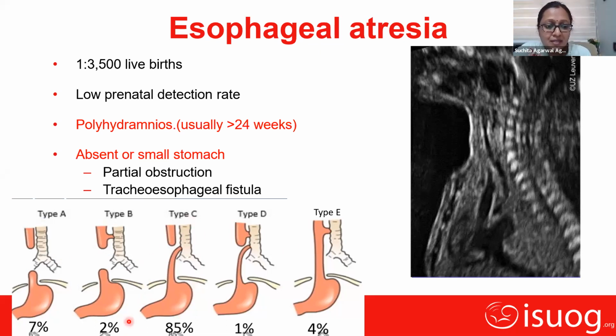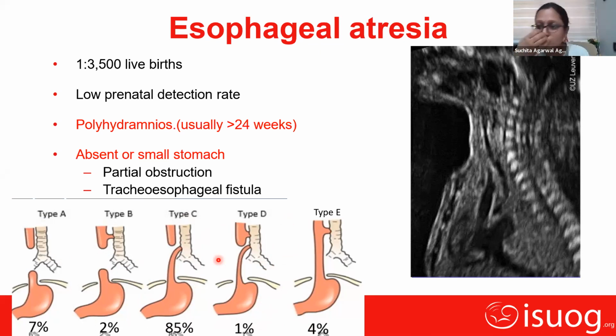And type C is the most common one. 85% of cases are type C ones, which is associated with a tracheoesophageal fistula. Even in type D and E, you'll get a small stomach bubble. So comparatively, they are less.